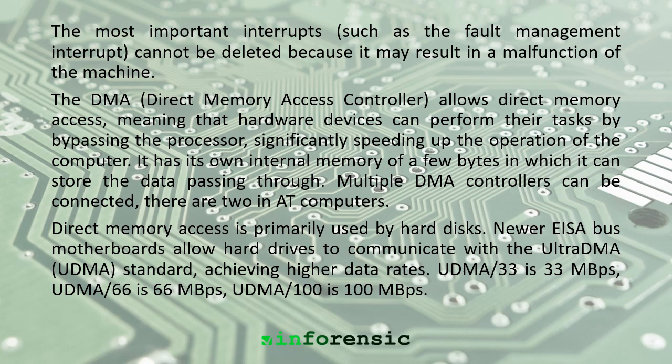There are 2 in computers. Direct memory access is primarily used by hard disks. Newer ISA bus motherboards allow hard drives to communicate with the UDMA standard, achieving higher data rates. UDMA 33 is 33 Mbps, UDMA 66 is 66 Mbps, UDMA 100 is 100 Mbps.